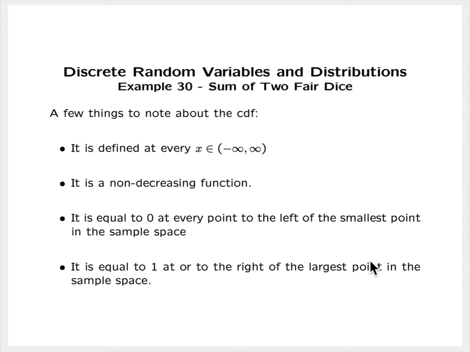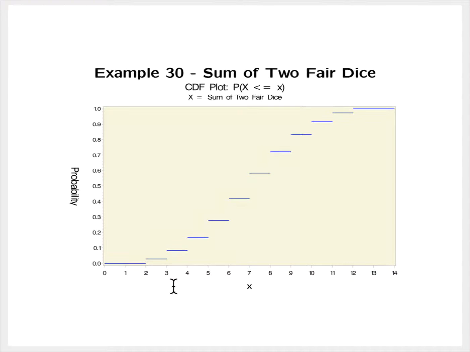The CDF is equal to 0 at every point to the left of the smallest point in the sample space, which again, for this example is 2. And then the CDF is equal to 1 at or to the right of the largest point in the sample space, which again is 12. And so this is a graph of the CDF of x, where x is the sum of 2 fair dice. And again, we see that it's a step function.